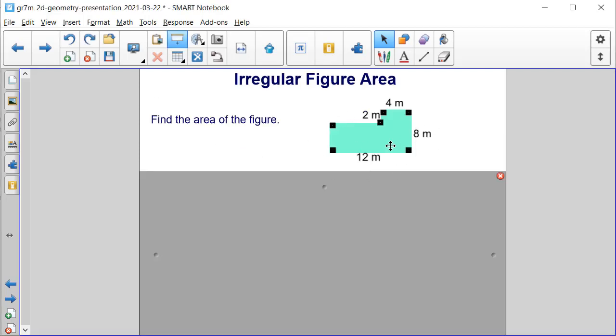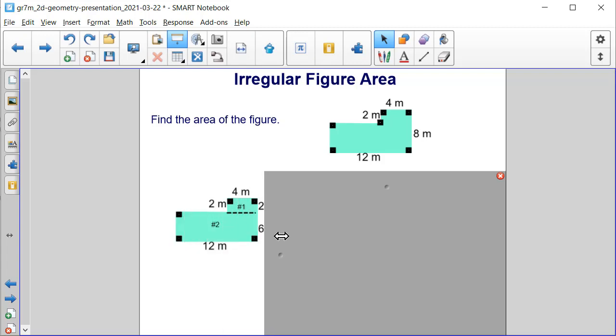Find the area of this figure. Well, using this first strategy, we are going to draw a dotted line across our diagram to split this irregular figure into 2 or more shapes that we know how to find the area of. So if we were to split it by drawing a horizontal line right here at this 2-meter mark, we create an area 1 on top and an area 2 down low at the bottom.